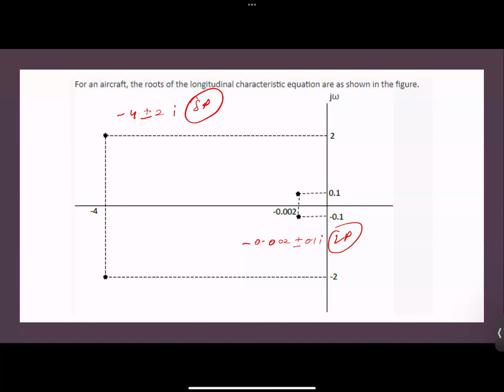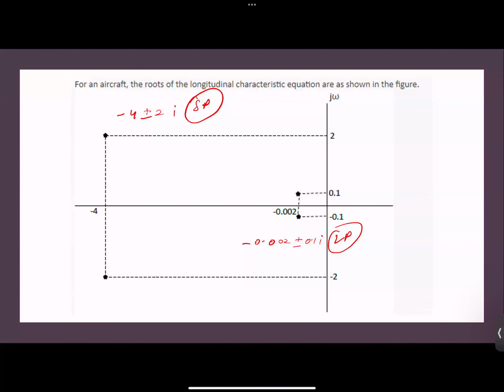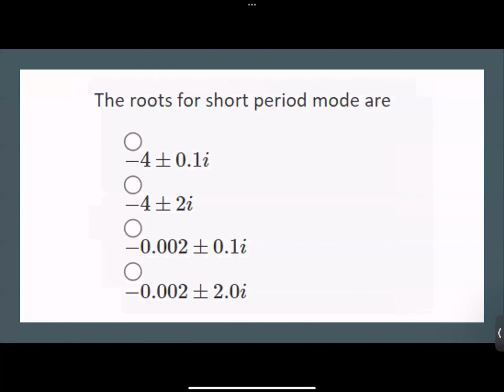Okay. Now let's look at the questions. The roots for the short period mode are, we just got this. What were the roots? 4 plus or minus 2i, right? So it's this one. Okay.